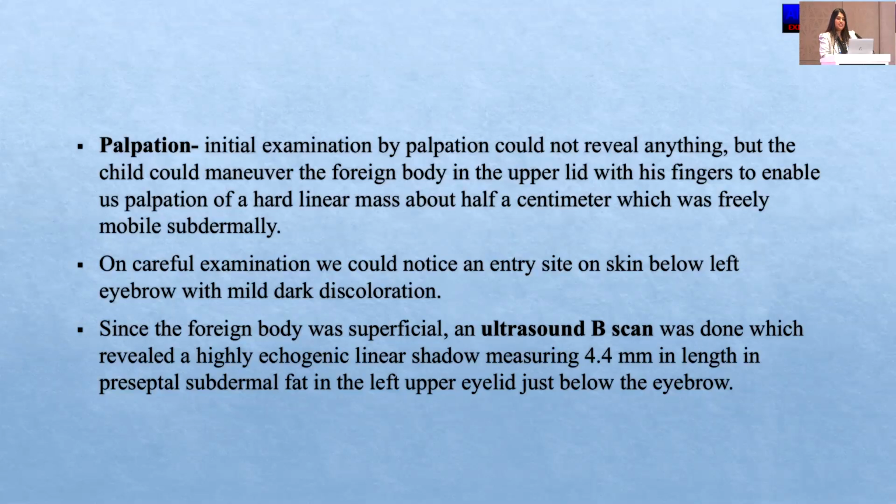Initial examination by palpation could not reveal anything, but the child could maneuver the foreign body in the upper lid with his fingers to enable us to palpate a hard linear mass about half a centimeter, which was freely mobile subdermally. On careful examination, we could notice an entry site on the skin below the left eyebrow with mild discoloration. Since the foreign body was superficial, an ultrasound B scan was done, which revealed a highly echogenic linear shadow measuring 4.4 mm in length in the preseptal subdermal fat in the left upper eyelid.